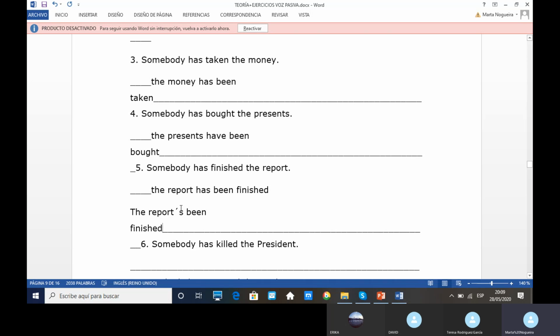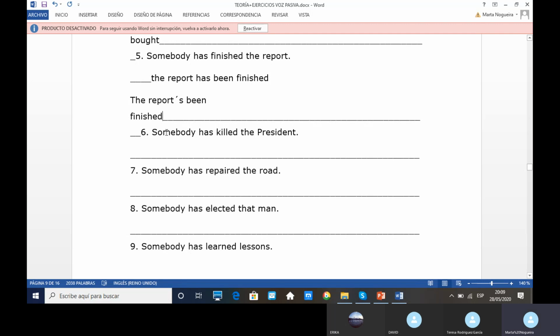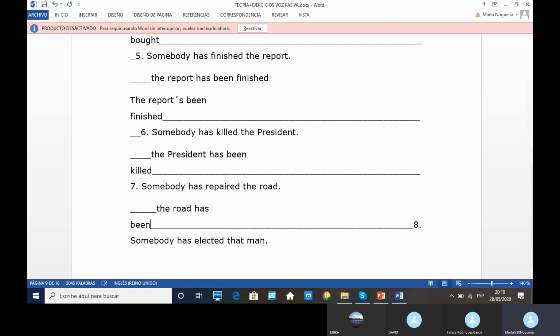So, try to practice aloud, try to read, ¿ok? And try to copy an accent. Somebody has killed the president. The president has been killed. And the last one of these. Somebody has repaired the road. The road has been repaired.